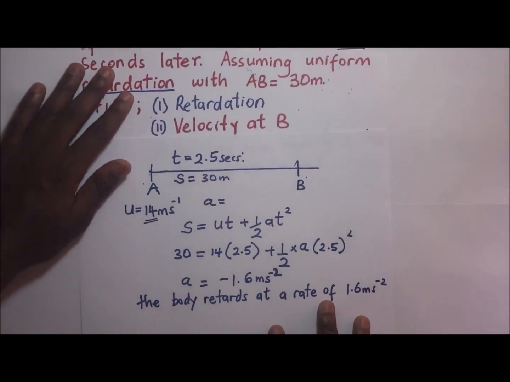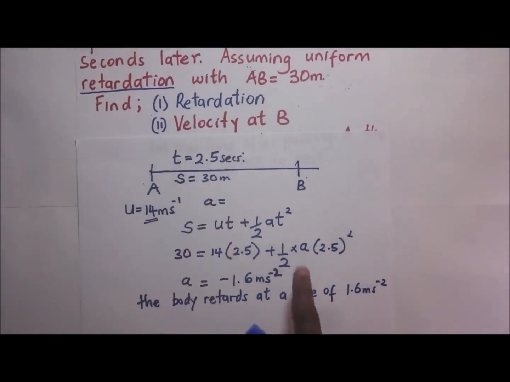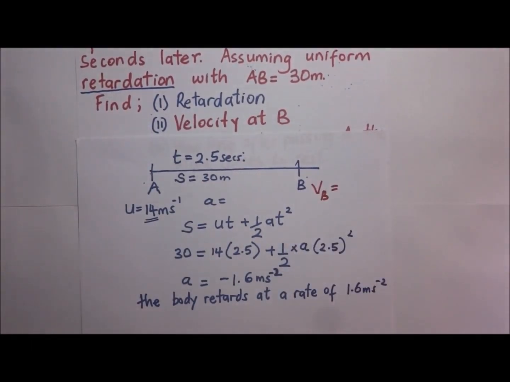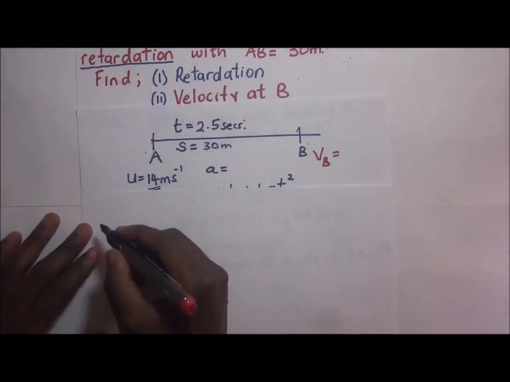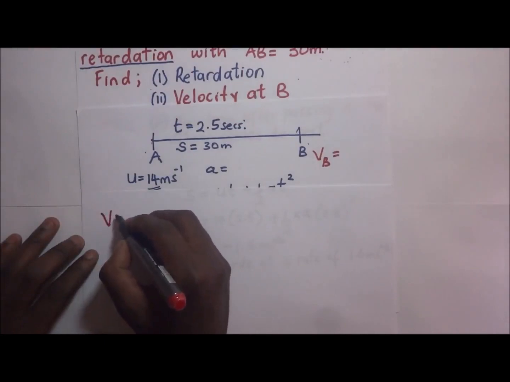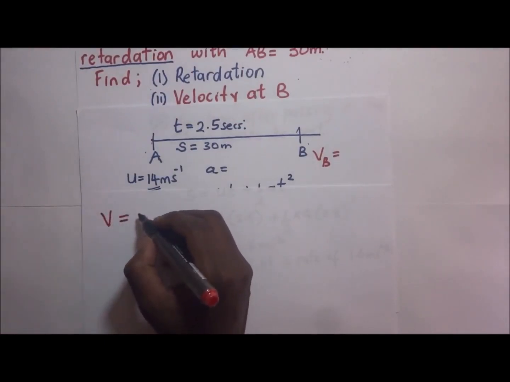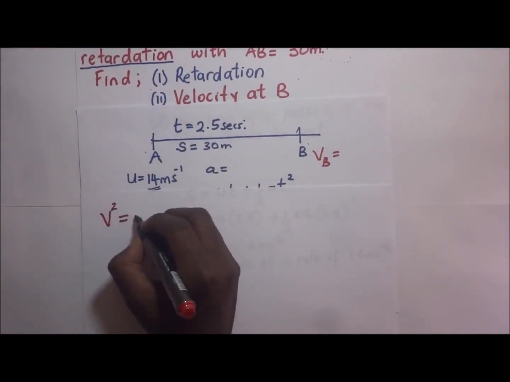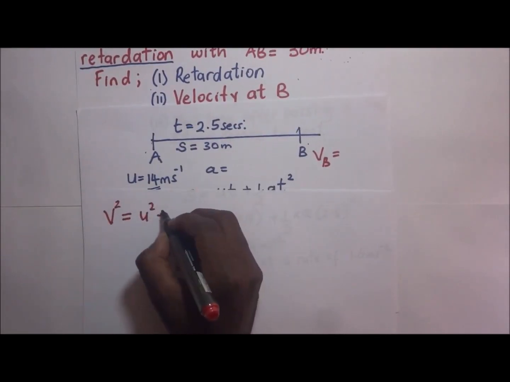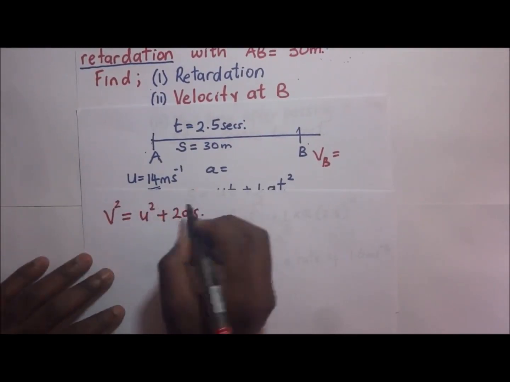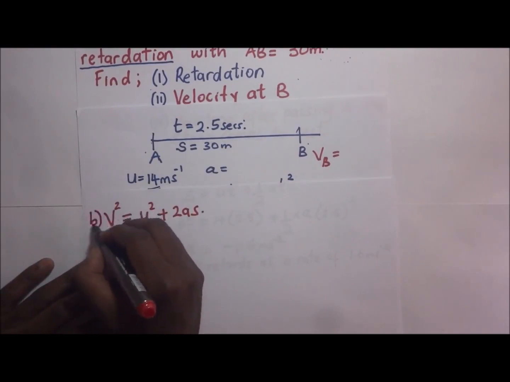So we'll go ahead and do Roman 2. They want us to find the velocity at B, so we do not know the velocity at B. So we'll go ahead and calculate the velocity at B. Still, we're going to use one of our equations of motion to find the velocity at B. The velocity at B in this case will be, we shall use VB. V squared is equal to U squared plus 2AS. This is part B we are answering.